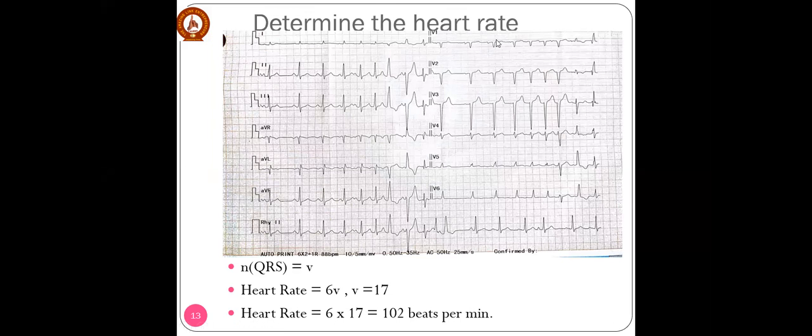So this question says also determine the heart rate. So also count the number of QRS complexes. You see that there are different types of QRS morphology. You count all. So 1, 2, 3, 4, 5, 6, 7, 8, 9, 10, 11, 12, 13, 14, 15, 16, 17 beats. So now the heart rate will now be 6 times 17, 102 beats per minute.